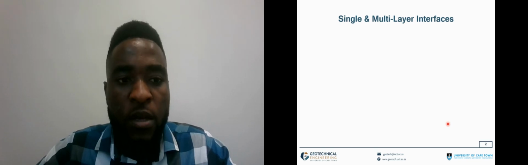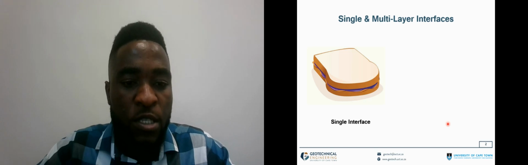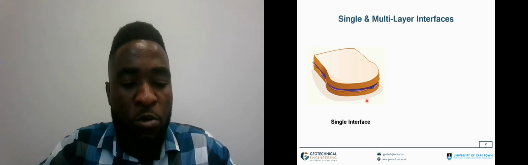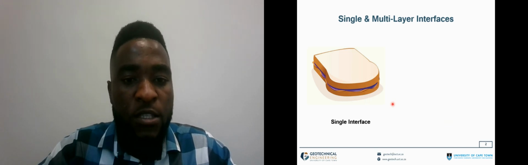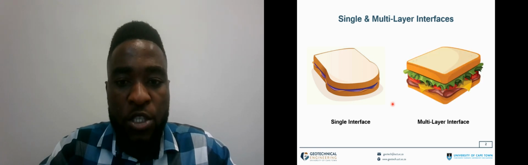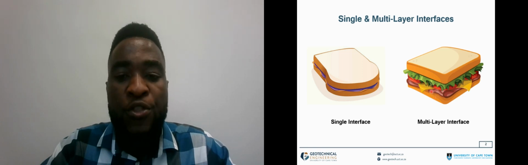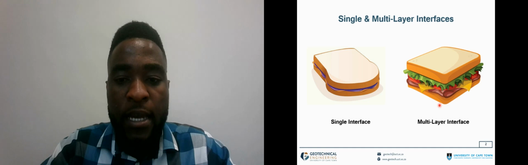sandwich analogy. Let us imagine you have a sandwich that consists of two slices of bread. This is what we refer to as single interface. On the other hand, let us imagine you have another sandwich also consisting of two slices of bread, but between the two slices of bread you have lettuce, cheese, and ham. This is what we normally refer to as multi-layer interface.